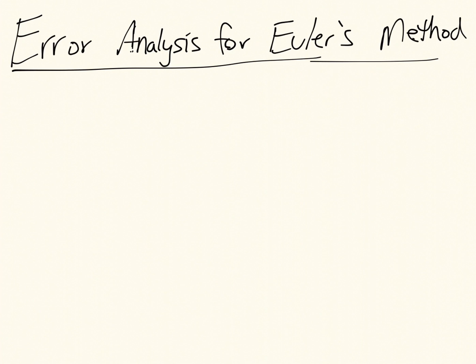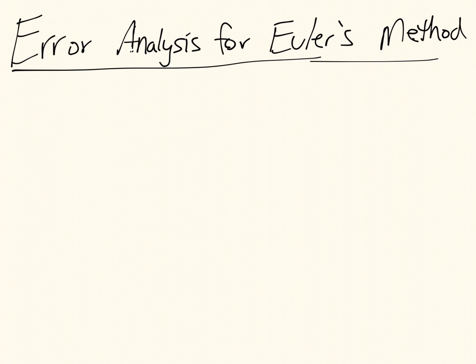In this video, I'm going to talk about error analysis for Euler's method. Euler's method, like any numerical method, isn't going to give us an exact solution. There's going to be some error between our computed solution and the analytic solution, and it's useful to know the magnitude of that error. In this talk, we're going to talk about a method that we can use to quantify that error and understand Euler's method a little bit more deeply.